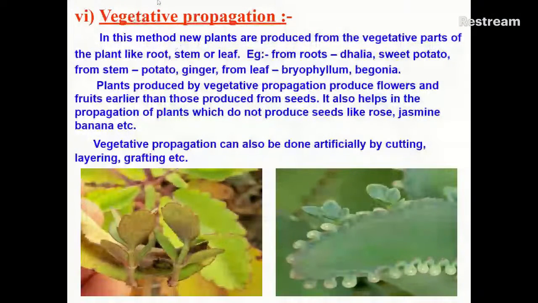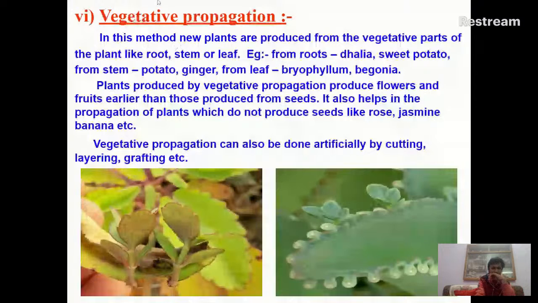So in this method, new plants are produced from the vegetative parts of the stem, like potato, ginger, and from leaf, like bryophyllum. So guys, I think you can see this one picture, where the arrow of the mouse is. That one is a bryophyllum. Okay, that is a bryophyllum.